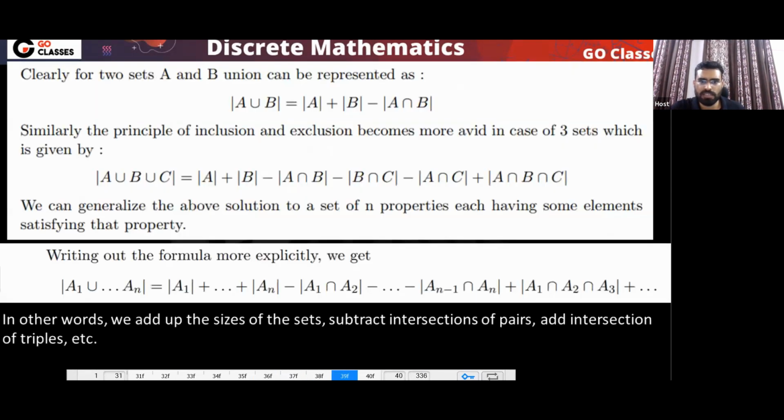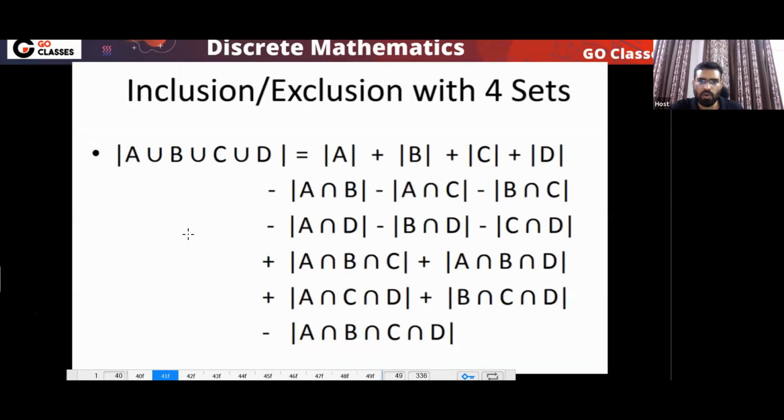For example, this is the idea. The same thing will happen. If you have a total of n sets, then single plus, double minus, triple plus, 4 minus, and so on. Like for example, this is the example of 4 sets.